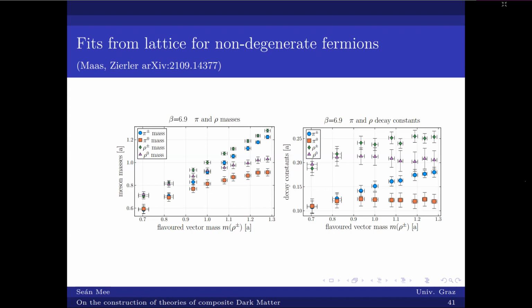So we have these fits of the masses of the various meson states as a function of the flavored vector mass. For us, this is really just a proxy for the mass splitting itself. It just produces nicer plots. That's the only reason it's there.